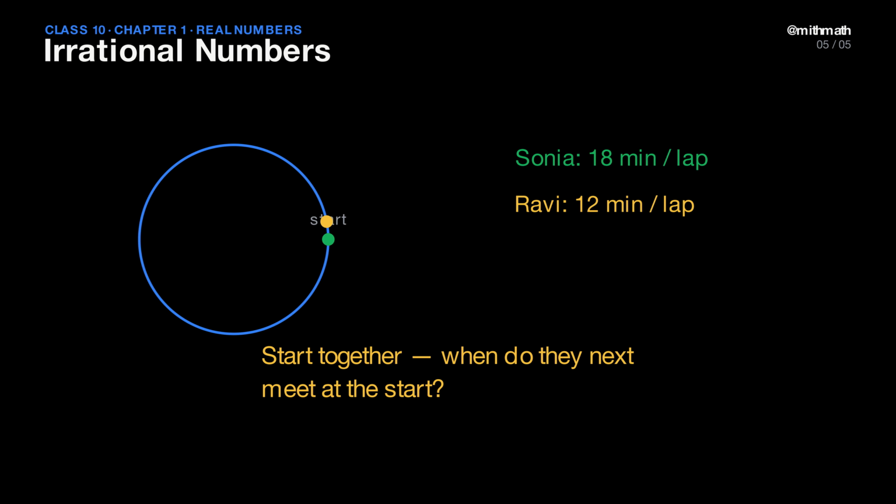Sonia drives one round of a circular track in 18 minutes, Ravi takes 12. They start together, at the same point, going the same way. After how many minutes will they next meet at the start?